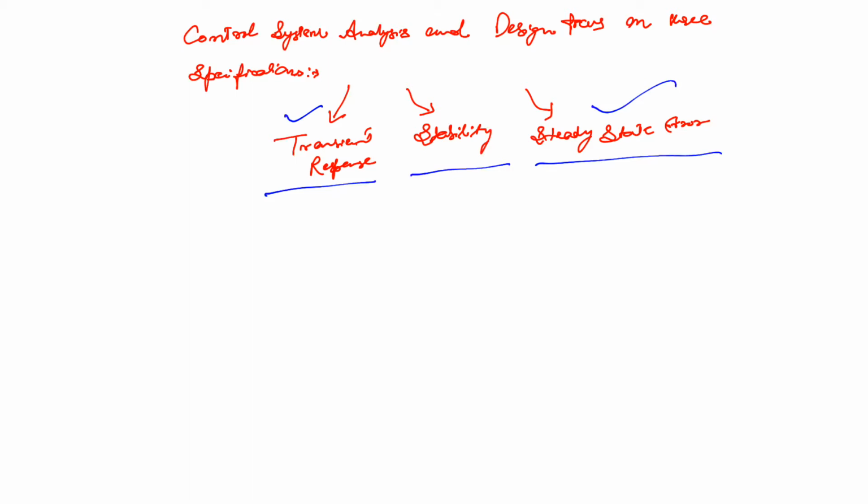For analysis and design, these three specifications are taken into consideration, along with the robustness of design and the economic and social considerations.